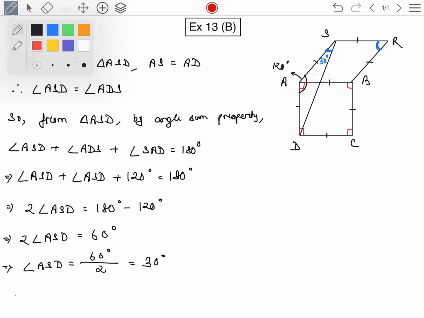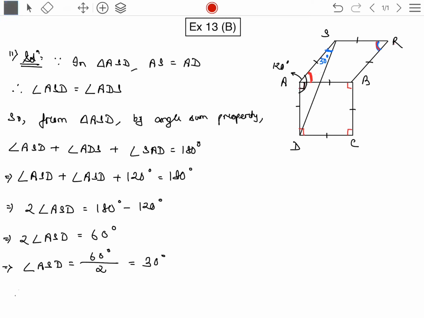How will you find? Property of rhombus we are going to use. Property of rhombus means opposite angles are equal. That means if I find this angle, this angle will be equal to this angle, opposite angles of a rhombus. So how to find this angle? How will you find? See, because SAD is given to us, yes or no.